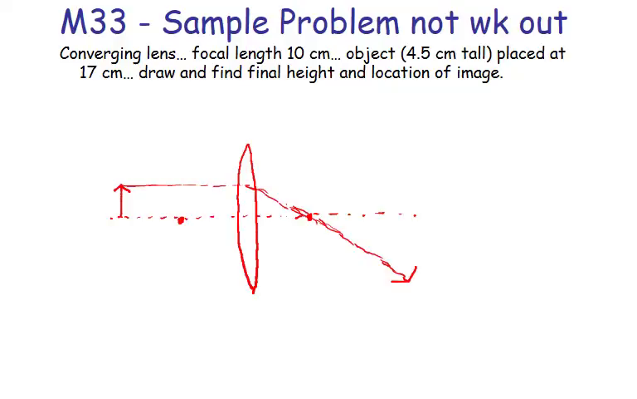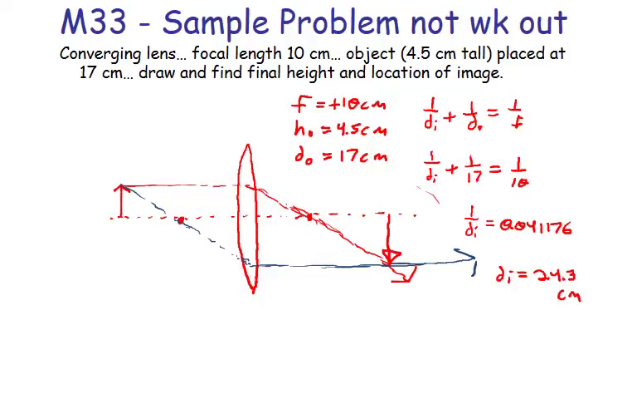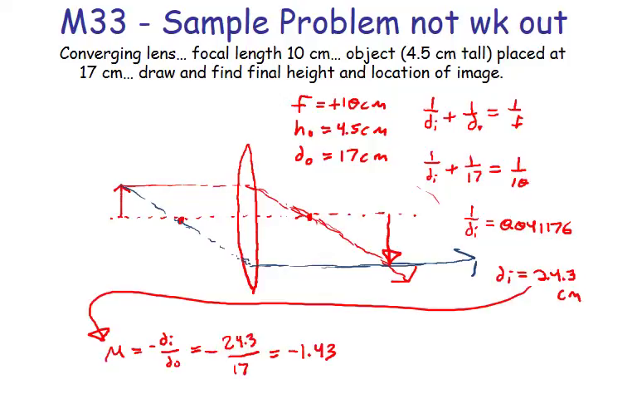All right, so we've got our parallel ray and then focal ray. Can do the center ray as well if we wanted to, straight through. And we should get a distance of the image 24.3, magnification of -1.43, and a height of -6.43 centimeters.